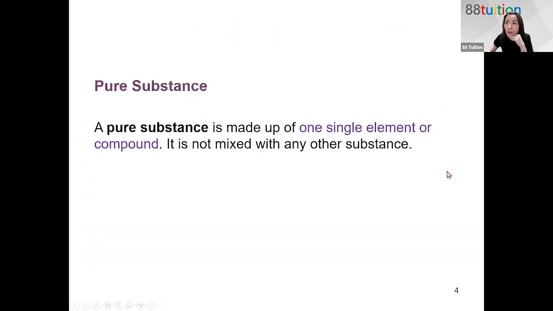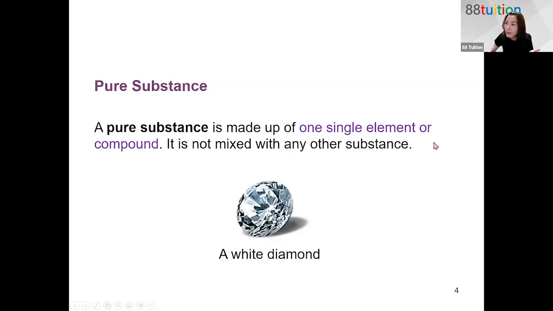Then pure substances, we already know what are pure substances, right? It's made out of one single element, or we can say it's a compound. It is not mixed with any other substance. So pure substances can either be a single element or a compound. So these are the pure things. Now, this is an example of a diamond. Diamond is actually made out of carbon. It is how the carbon is bonded together that gives you this special and very expensive jewelry called the diamond. It's a precious stone. Women will like it, okay?